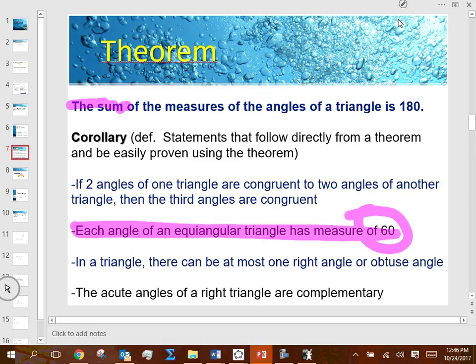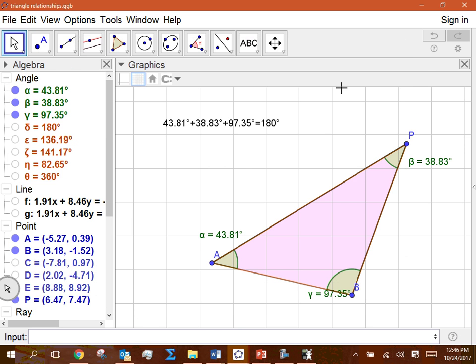Two angles of one triangle are congruent to two angles of another triangle, and the third angles are congruent. Think about this. If I give you, let's see here.